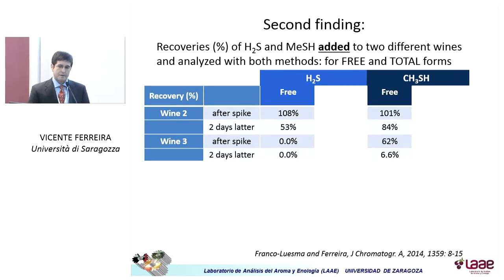So what happens when we put some free mercaptans in the wine? Okay, so we put some mercaptans and you see this wine, nearly everything stays in the headspace, but this other wine, we could see absolutely nothing in the headspace. So wine 3 apparently eats all the mercaptans.